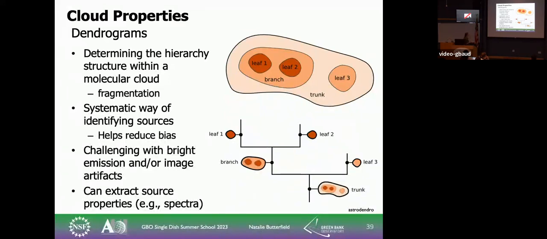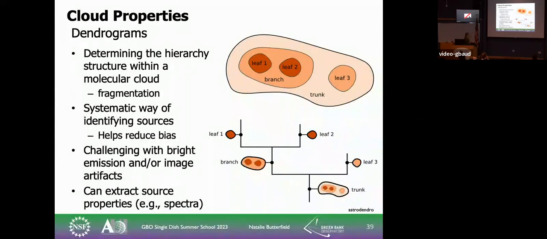The nice thing about doing dendrograms is it's a systematic way of identifying these sources. So rather than going through and identifying them by eye, or saying these are specific clouds or structures within your cloud, it allows you to reduce some bias, because you have to put in specific parameters to say this is what my floor is, to identify this larger structure, and then to have different types of signal levels on there. So it can help you reduce some bias in identifying these types of structures.